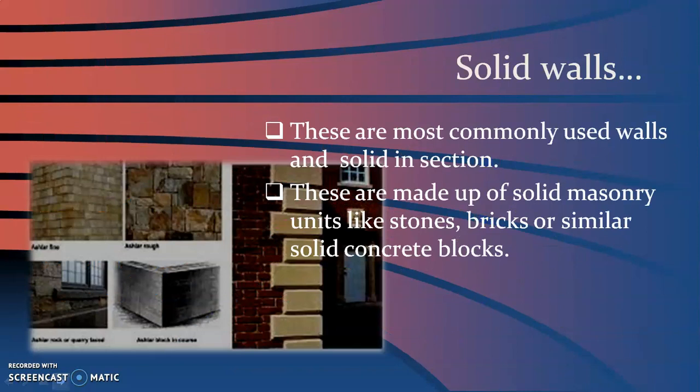Solid walls. These are the most commonly used walls and they are solid in section. These are made up of solid masonry units like stone, bricks or similar solid concrete blocks.